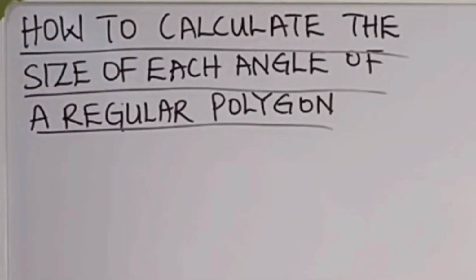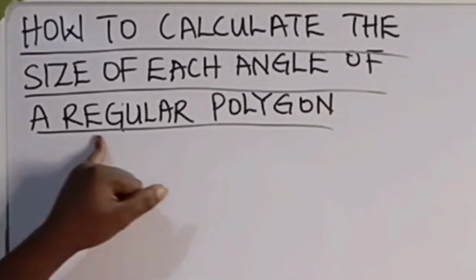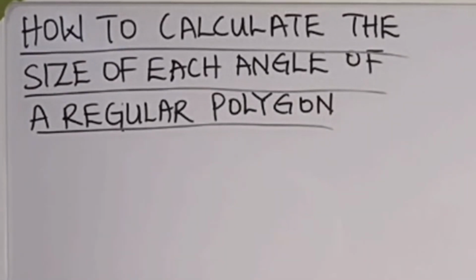So how to calculate the size of each angle of a regular polygon. Earlier we've learned about what a regular polygon is. A regular polygon is a polygon that has angles with equal size. So if the angles of a polygon are equal, that polygon is called a regular polygon. If the angles are not equal, that polygon is called an irregular polygon.